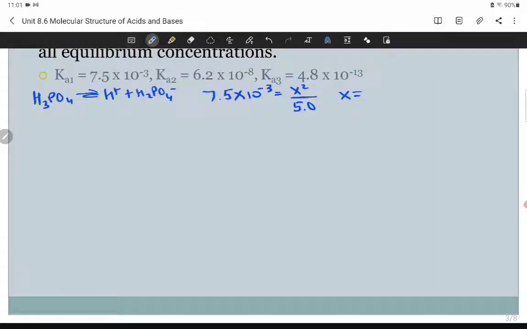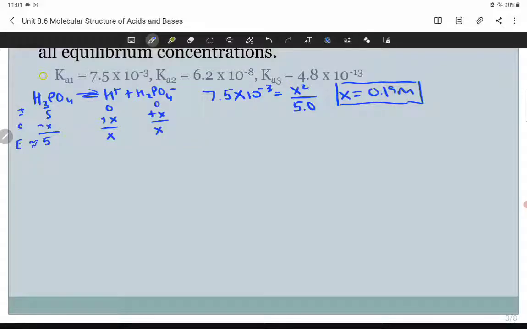X would be the, you know what, let's actually show it, because we might need these for later. 5 minus X is approximately 5. 0 plus X is X. 0 plus X is X. And when I solve for that, I get 0.19 molar. Okay. So what do we do now? Well, let's box that because we might need that.